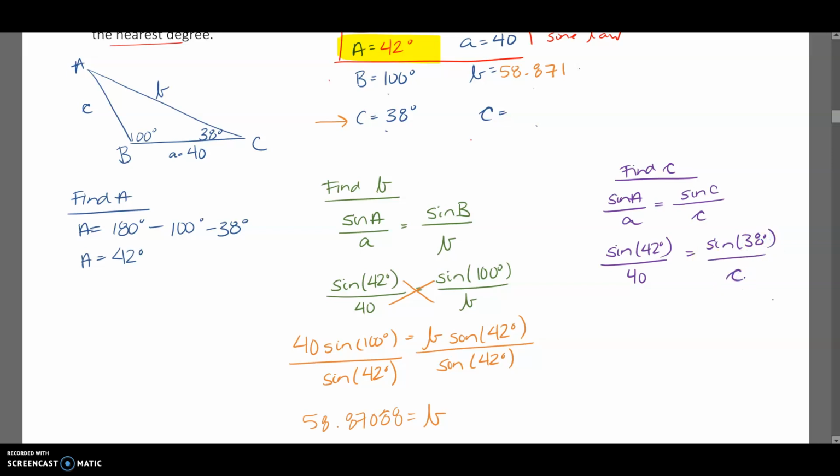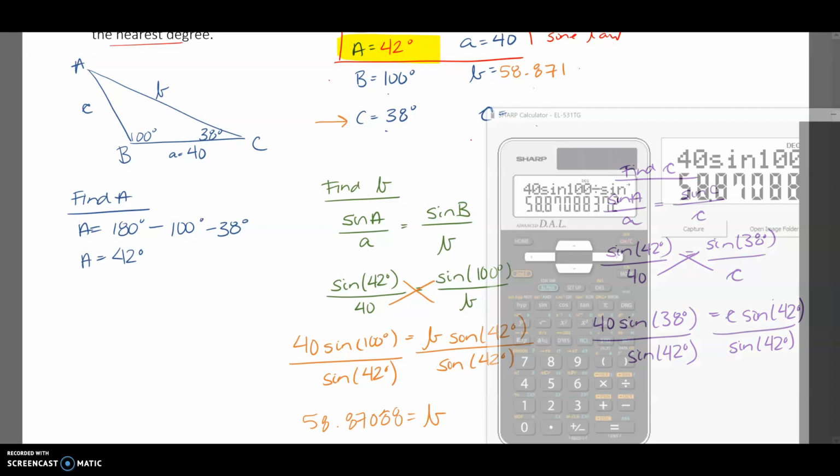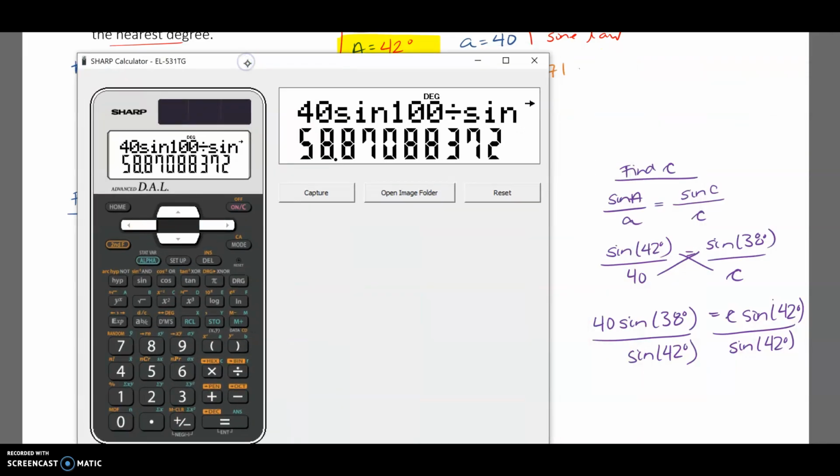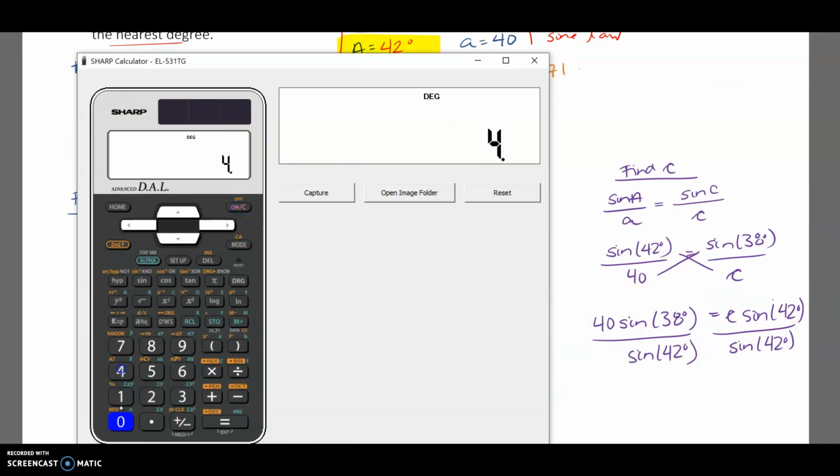Once you've subbed in, you can cross multiply, so 40 times sine of 38 degrees equals C times the sine of 42 degrees. To get C by itself, I divide by sine of 42 degrees on each side. We'll look at sort of a shortcut of this rearrangement in the next question. And now I can calculate side C. So side C would be 40 times sine of 38 divided by sine of 42.